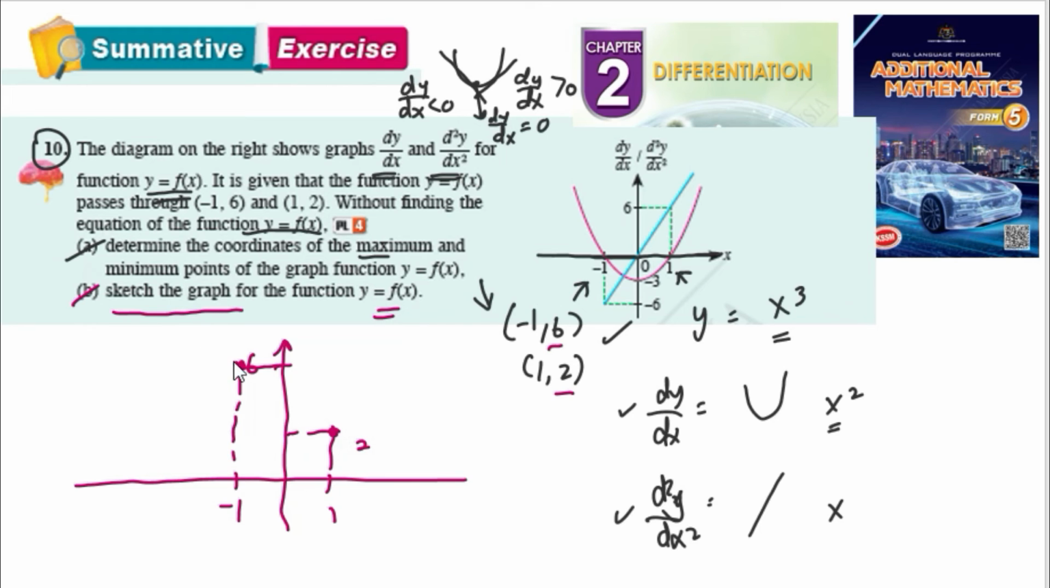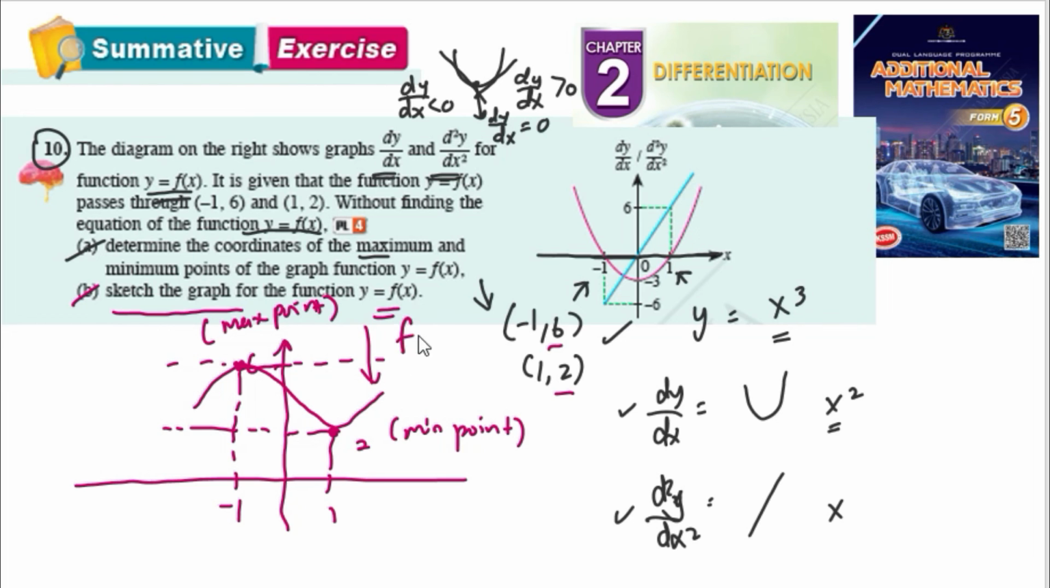As this one is higher than this one, we know that this one is the maximum point, and this one is the minimum point, where the graph cannot be any lower than this. So the graph goes down and touches this one as the minimum point, something like this, okay? This graph is y is equal to f(x). So the maximum point here is (-1, 6), and the minimum point here is (1, 2).